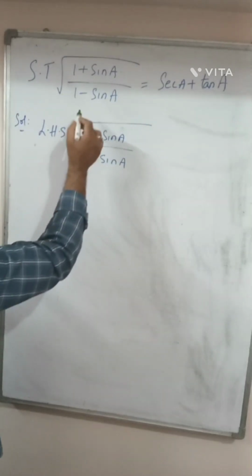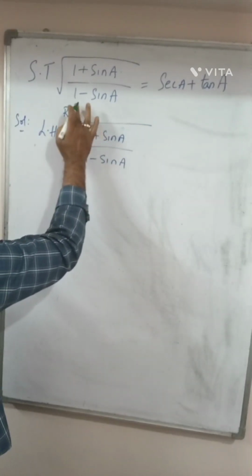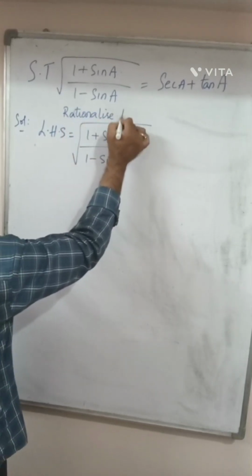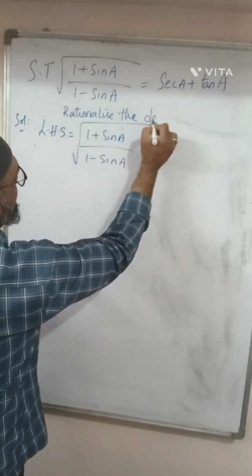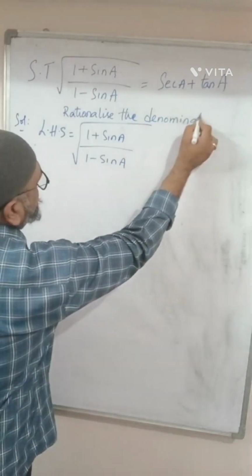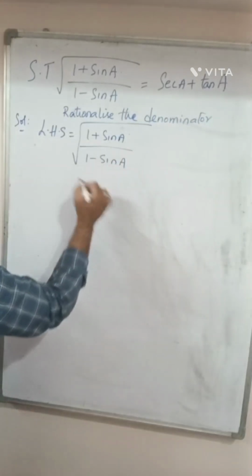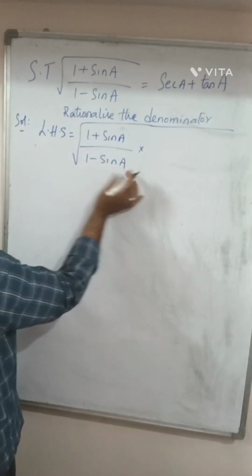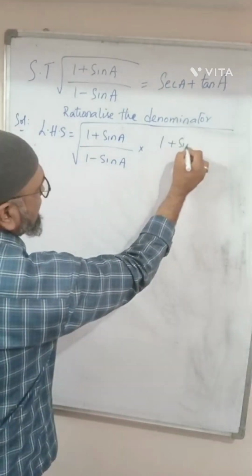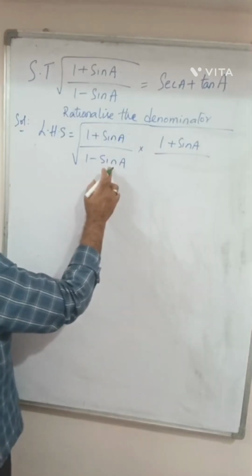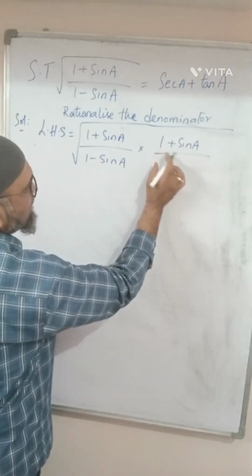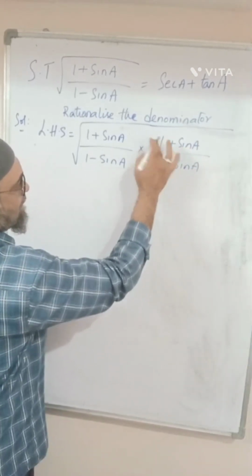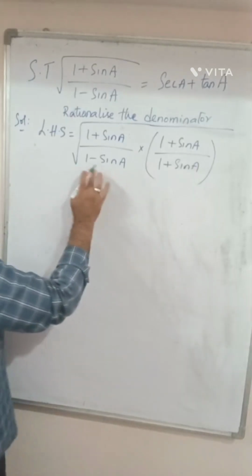What we will do is rationalize the denominator. This is the numerator, this is the denominator. Rationalizing means this same term we will take here, but we will change the sign. 1 minus sin A, we will rationalize and make it 1 plus sin A. This same thing we will write here. This part is rationalizing the denominator.